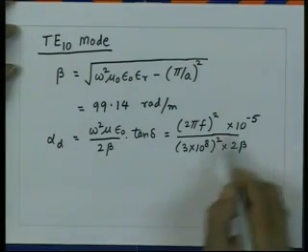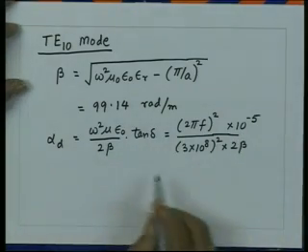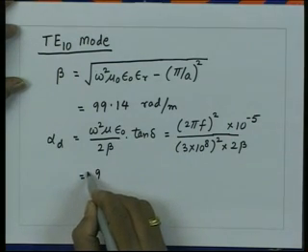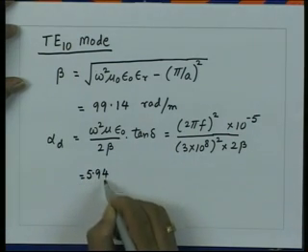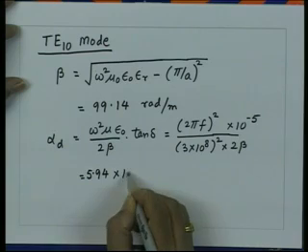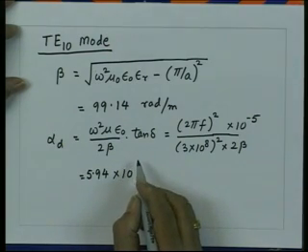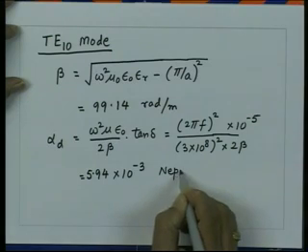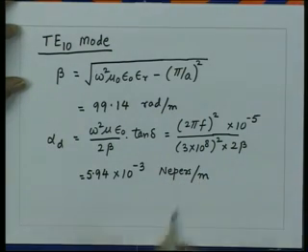So, I can substitute these values for all this, and then I can solve for alpha d, which will be equal to 5.94 into 10 to the power minus 3 Nepers per meter.